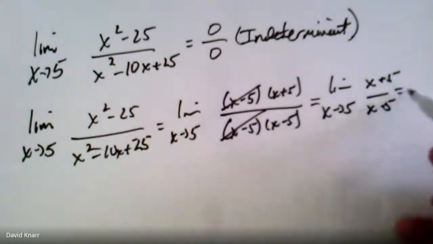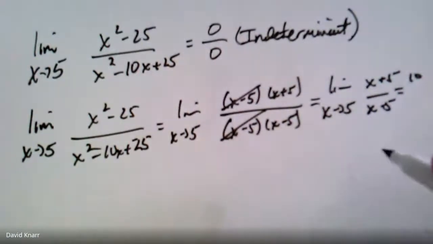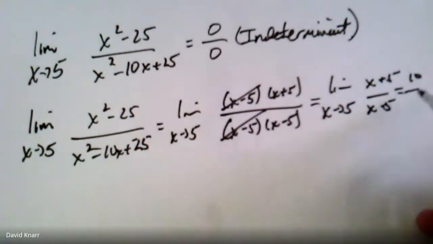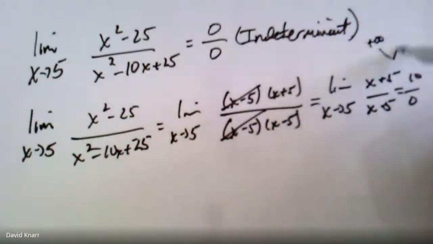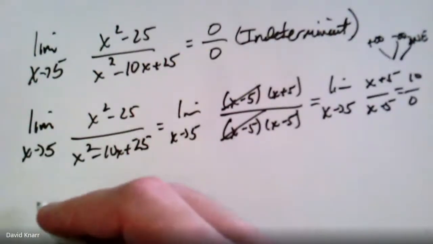So now if I take 5 and I substitute it in the numerator, I get 10. If I take 5 and substitute it in the denominator, I get 0. This is 10 over 0. So now this limit is either going to go to positive infinity, negative infinity, or the limit's not going to exist. Okay, 10 over 0. That means 5 is actually a vertical asymptote. So now, how do we do that?